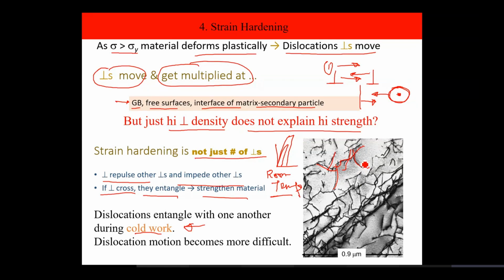It is just like there is a chaos caused by people in this region. Some want to go this way, some want to go that way. Ultimately what will happen? They will not be able to move anywhere. So they'll keep on pushing in this region, making their own motion even more difficult. As the dislocation motion becomes difficult, the material is actually gaining strength.